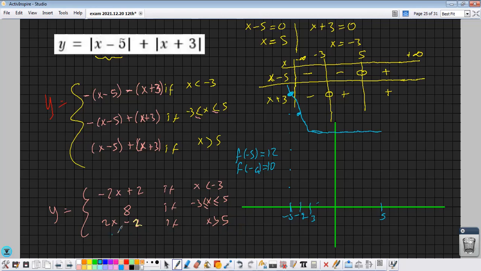Then after 5, we have another function. Let's try f of 6: 2 times 6 is 12, minus 2 is 10. And let's try f of 7: 2 times 7 is 14, minus 2 is 12. So when x is 6, the result is 10. When x is 7, the result is 12. So there will be a graph, the blue one, with these points.